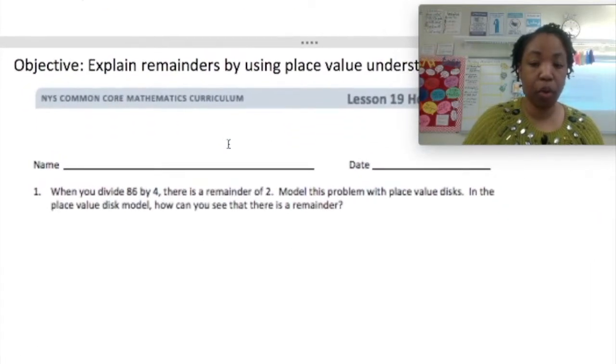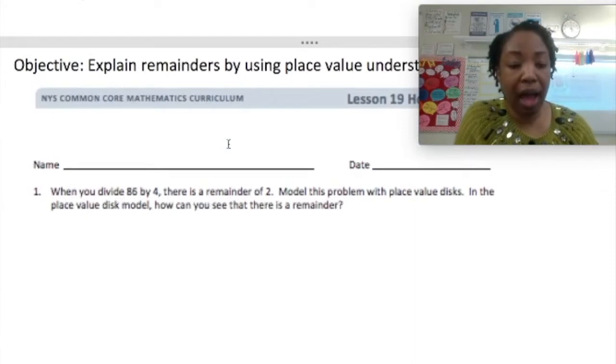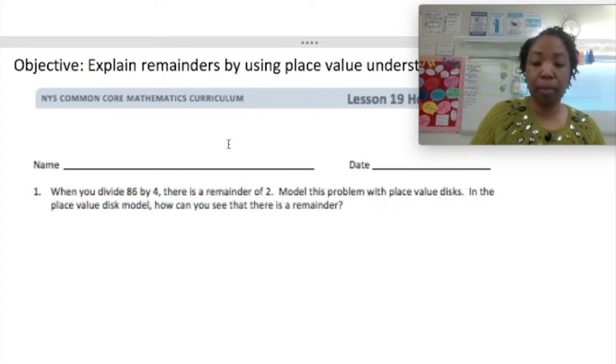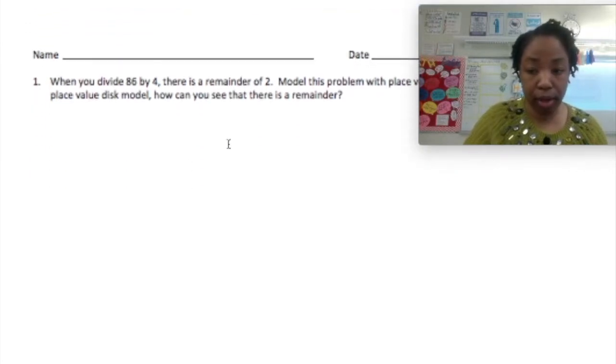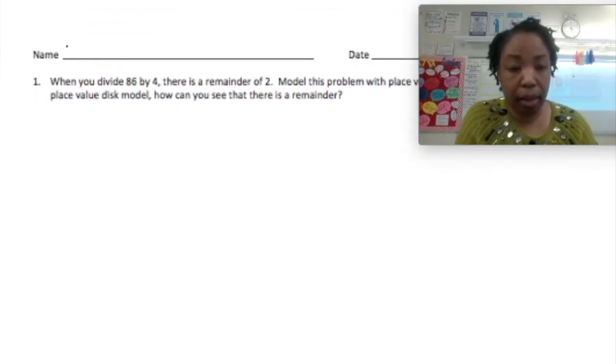All right, for number 1. When you divide 86 divided by 4, there is a remainder of 2. Model this problem with place value disks. In the place value disk model, how can you see there is a remainder? Okay, so I'm going to start by drawing a place value chart.